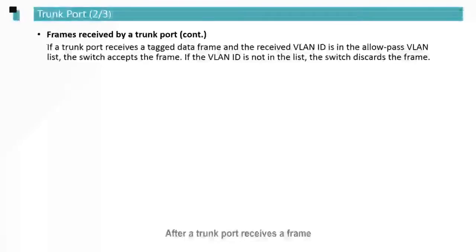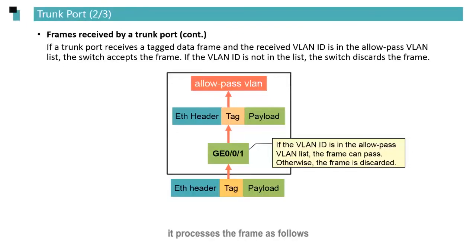After a trunk port receives a frame, it processes the frame as follows. If a trunk port receives a tagged data frame and the received VLAN ID is in the Allow Pass VLAN list, the switch accepts the frame. If the VLAN ID is not in the list, the switch discards the frame.